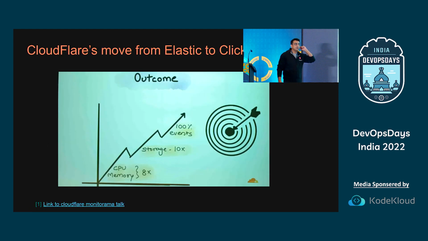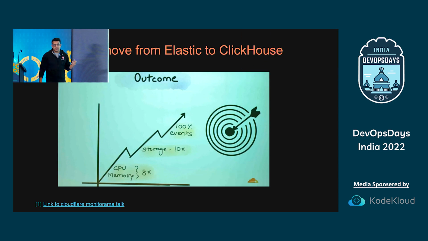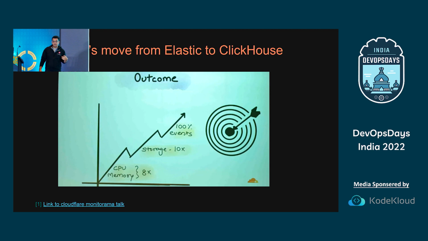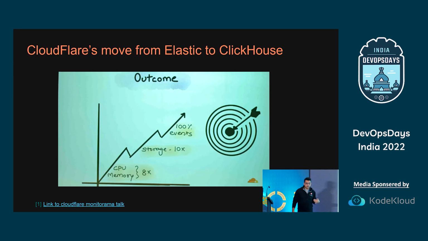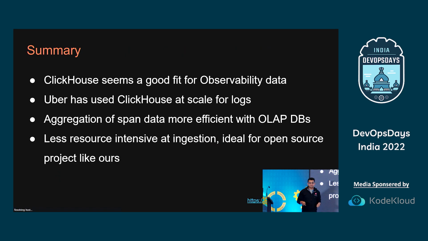Not just Uber, a company like Cloudflare, you all must be aware of. They also moved from Elastic to ClickHouse for logs. What they observed was an 8 times CPU and memory resource improvement. It took a lot less CPU and memory. Imagine running 200 CPUs versus running 30 CPUs, right? It's a lot of difference. The storage also improved by 10 times due to the compression capabilities of ClickHouse. And they now did not have to sample the events to reduce the ingestion rate. So now they could send all the data into ClickHouse and run it.